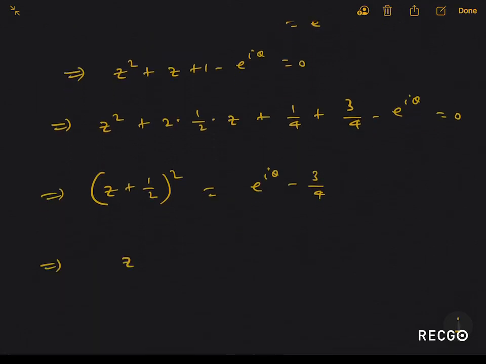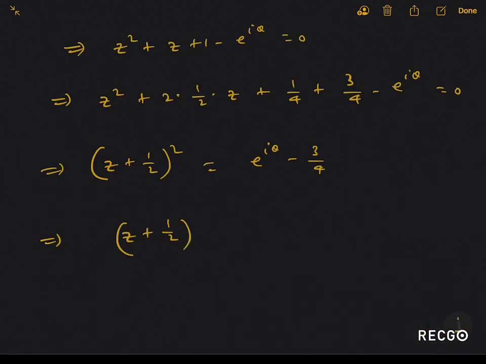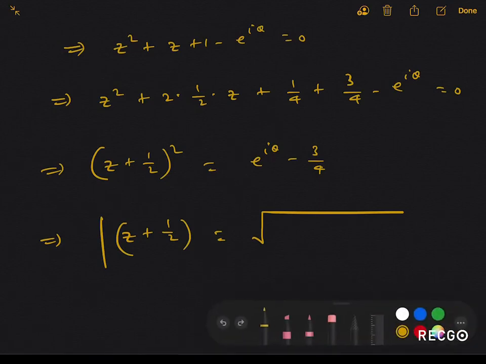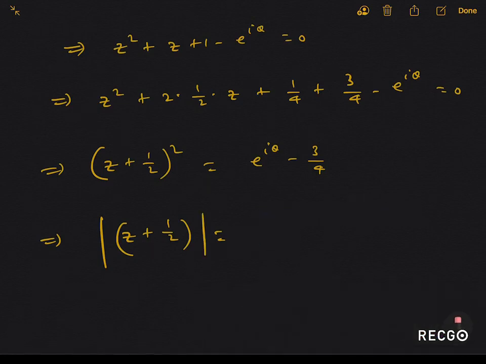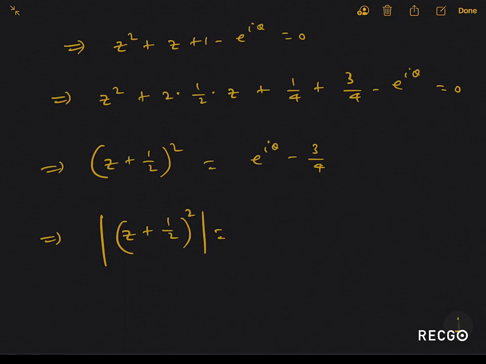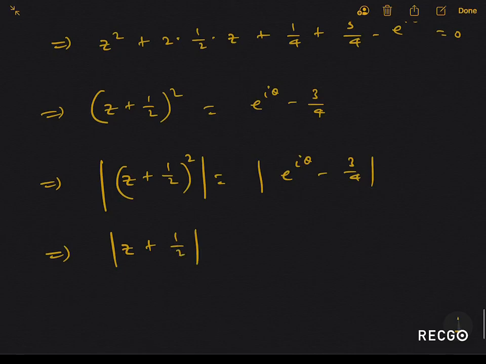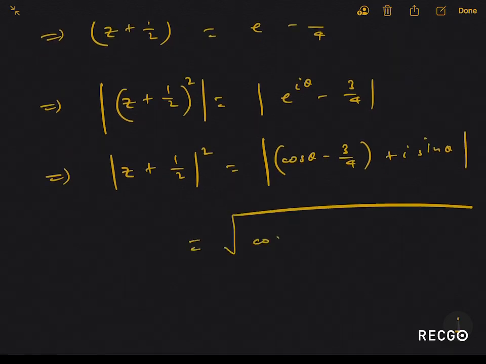Although you don't need to complete the perfect square, you can simply use the Sridharacharya formula for finding the roots of a quadratic equation, and that's it. So let's say that modulus of z plus 1 by 2 whole square, let me correct it, it's a typing mistake, should be equal to modulus of e to the power iota theta minus 3 by 4. Let's write e to the power iota theta in polar form. So mod of z plus 1 by 2 whole square is equal to cos theta minus 3 by 4 plus iota sin theta. And applying the formula of modulus, this is equal to the square root of cos theta minus 3 by 4 whole square plus sin square theta.